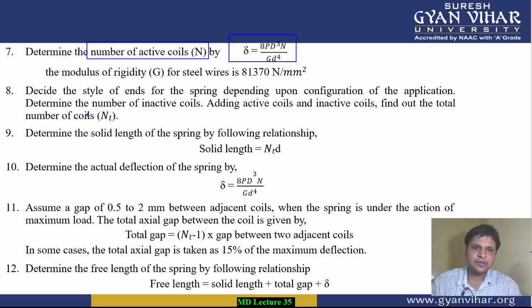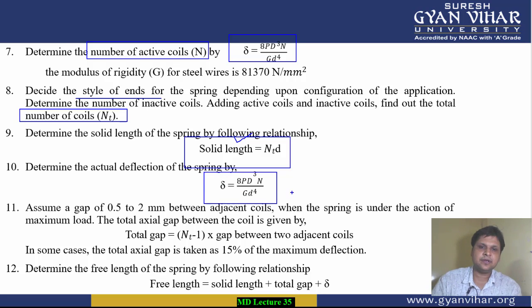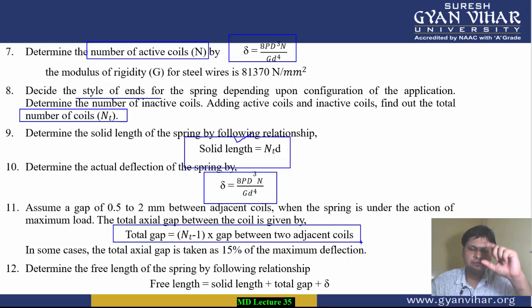Then the total number of coils we will calculate on the basis of the style of end. Then the solid length value we can calculate. On the basis of this value of solid length and the number of active coils, again we can use this load deflection equation and calculate the number of coils. Then, if you want to calculate the total gap between the coils of the spring, we will calculate it by this formula.